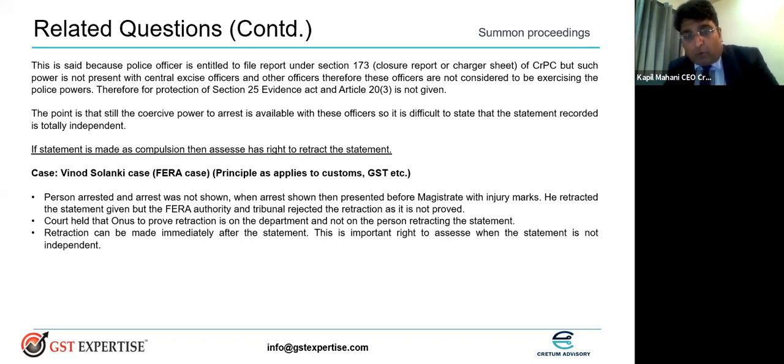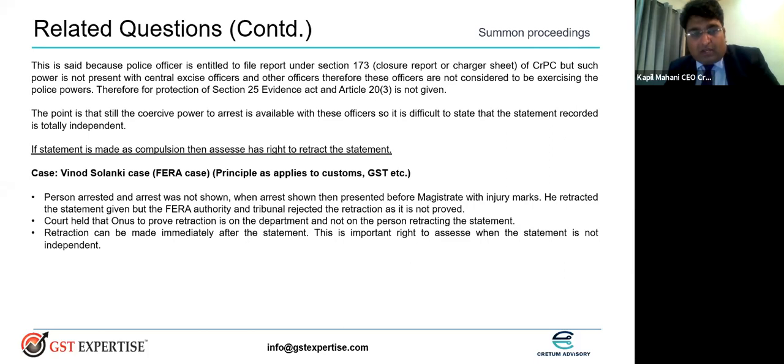One of the important aspects covered by the Supreme Court is Vinod Solanki: a person can retract the statement, and the onus to prove that the person has retracted is on the department and not on the assessee. In the Vinod Solanki case, the person was arrested and the arrest was not shown. When the arrest was shown, he was presented before the magistrate with injury marks. He retracted the statement given, but the FERA authorities and tribunal rejected the retraction as it was not proved.